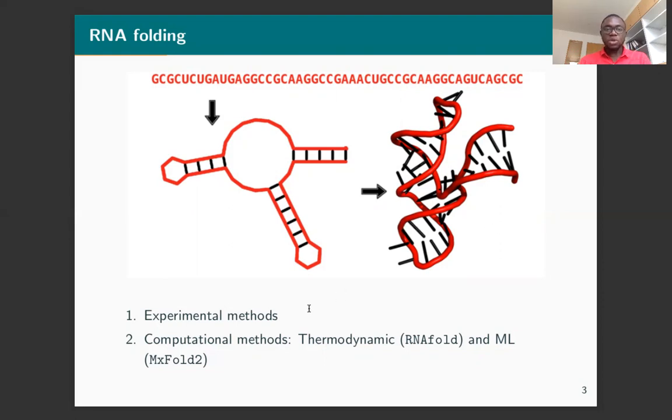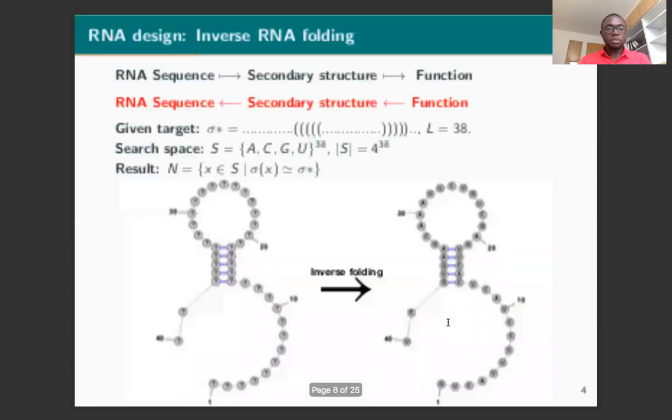There are generally two main ways to perform this operation, either experimentally or computationally. Computational methods are generally based on two main models, either machine learning or statistical methods, or thermodynamic methods. In this work, we'll be using RNAfold as the folding tool, and this tool is based on a thermodynamic model.